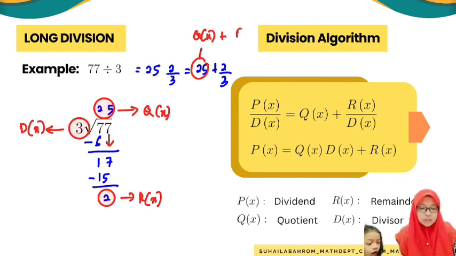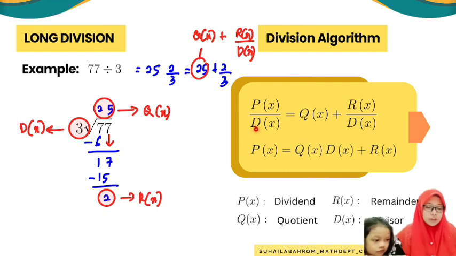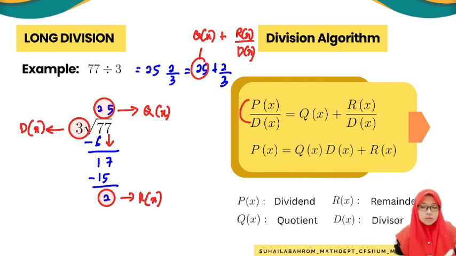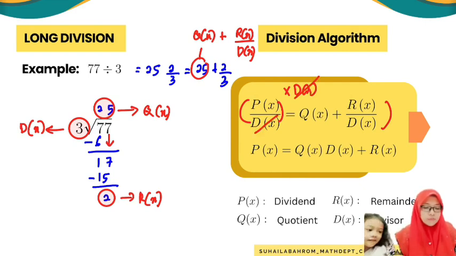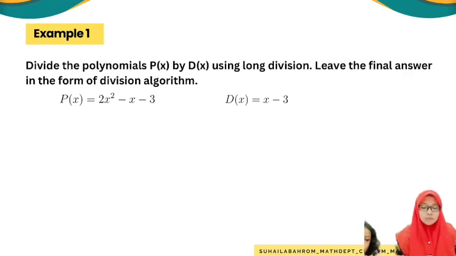So we can rewrite this as the remainder Rx, which is 2, divided by the divisor. This is the division algorithm of polynomials. Then when we rearrange these two, let's multiply both sides by dx. What is left on one side is just px, and then qx times dx, and then rx over dx times dx, so you will just get rx. So you can also rewrite the division algorithm in the form px equals qx multiplied by dx plus rx.